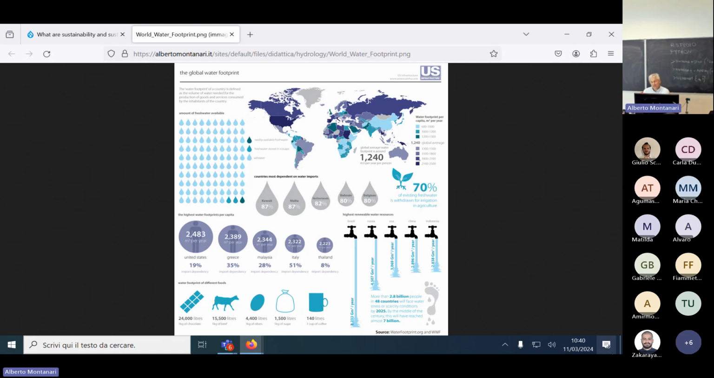This was also termed the virtual water trade. So water cannot be moved physically. But if you move goods that are water demanding, you basically obtain the same result. If you move food, it's the same result as moving water.